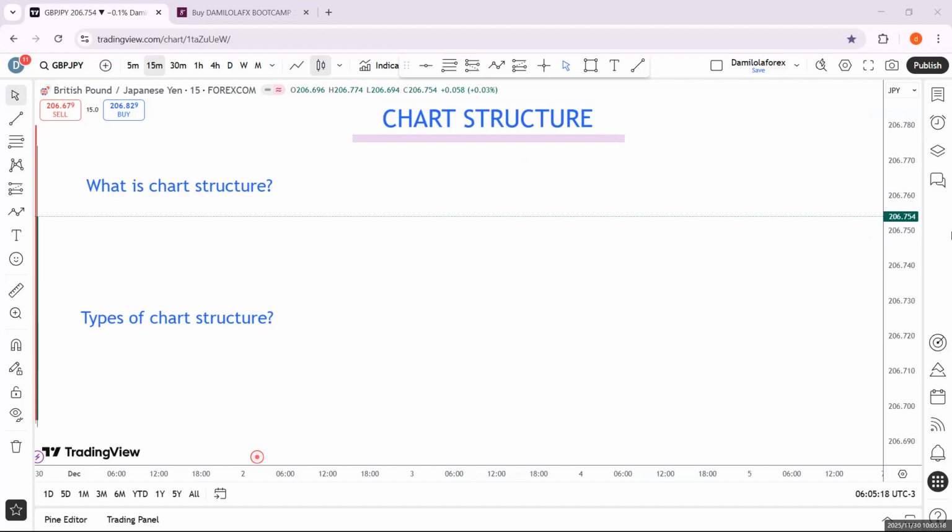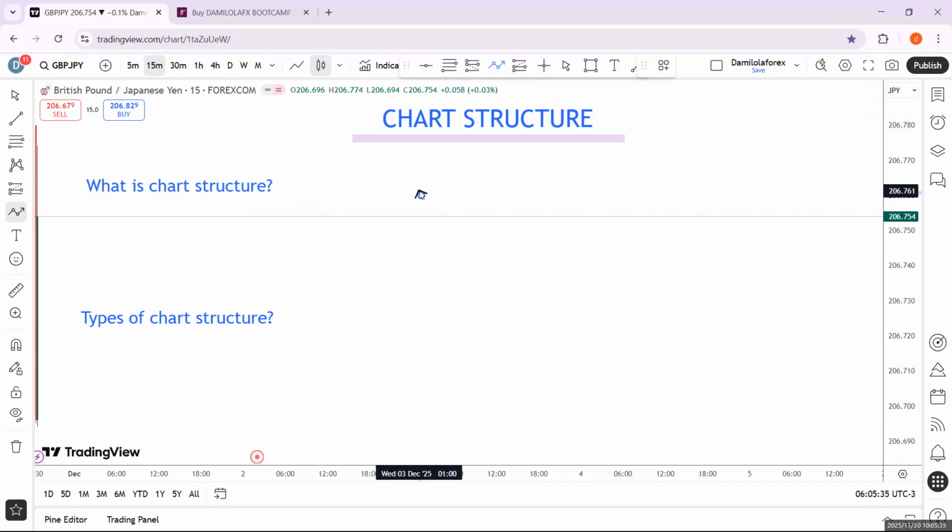As you can see written on the chart, what is chart structure? What do we understand by this terminology known as chart structure? It's important to note that chart structures are the coordinated movements of prices.